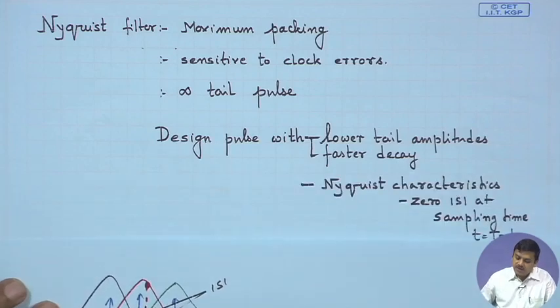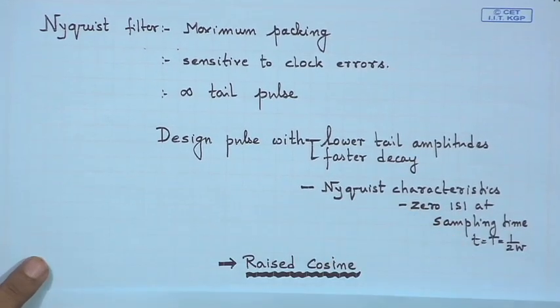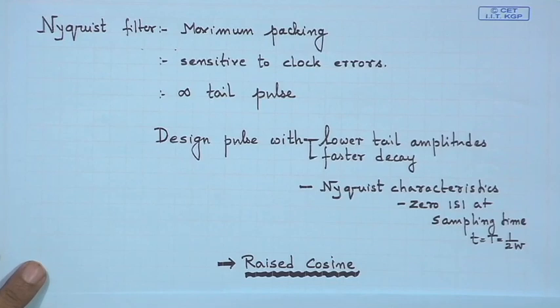The Nyquist criterion characterizes 0 ISI at sampling time. So, we must ensure this, we cannot afford to change this, and one of the famous solutions is the raised cosine, which provides us with the features that we are looking for. It will have the Nyquist property as well as the tails are going to die out much faster.